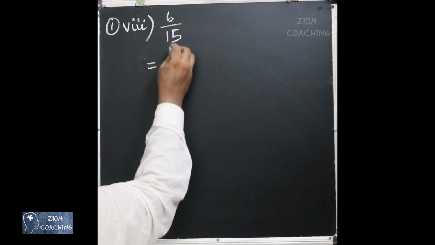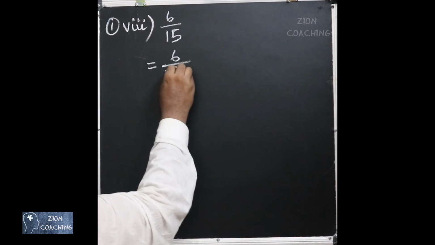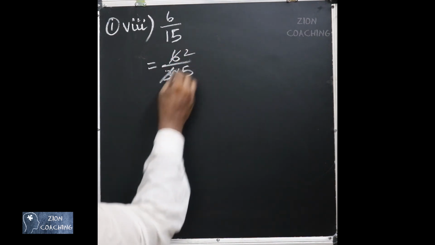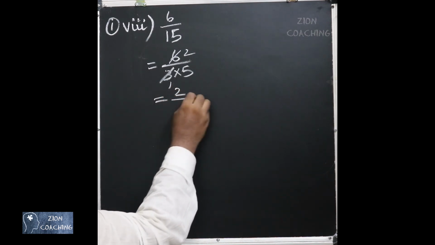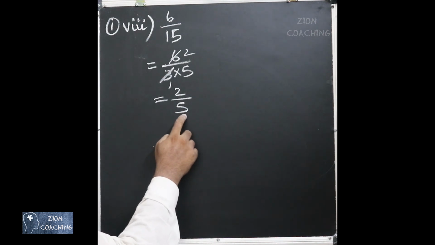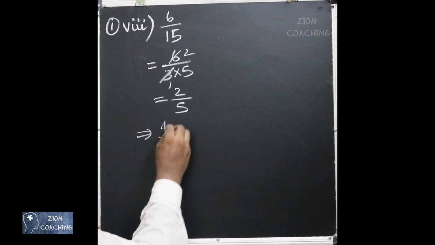The given question is 6 by 15. Now this 15 can be prime factorized into 3 into 5. When you cancel, 1 3 is 3, 2 3s are 6. So you are left over with 2 by 5. You have only the number 5 in the denominator. So you can say that it is terminating.